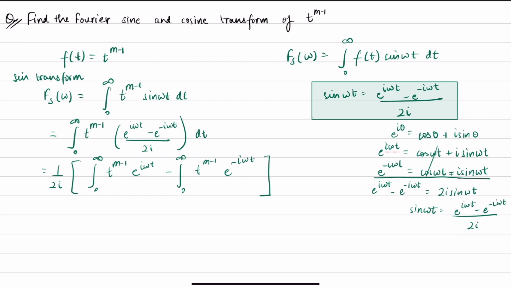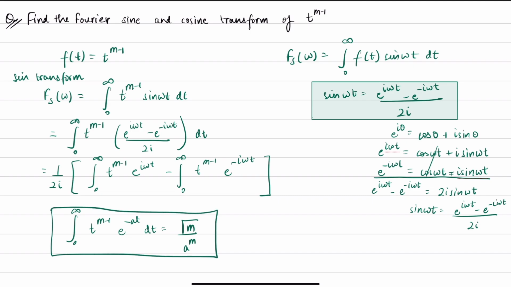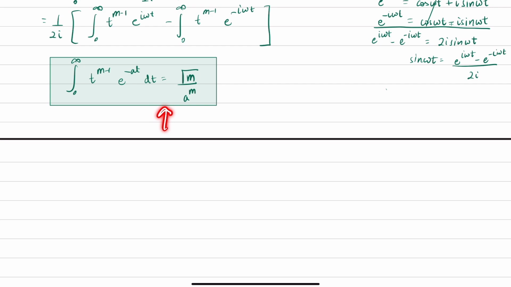As you can see, both these terms seem to be of the form of the gamma function. You must remember that the integral from 0 to infinity of t^(m-1) e^(-at) dt equals gamma m divided by a^m. This is a very important formula. So using this formula, we can write this expression in terms of gamma.